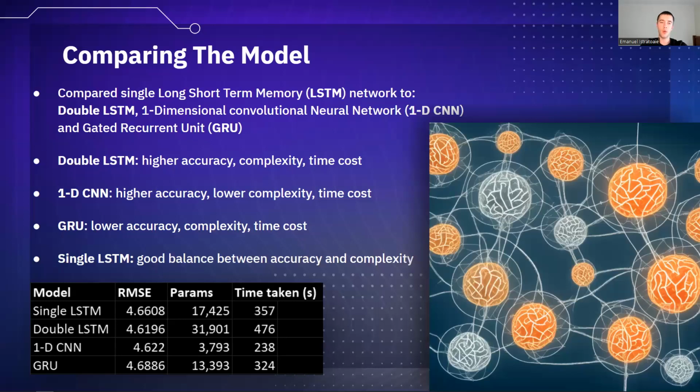Interestingly enough, the 1D CNN performed marginally better than the single LSTM model, so that may be a model that could potentially be researched a bit more in the future. Despite this, the LSTM model was acceptable in terms of accuracy and complexity. Ultimately, different models may be more suitable for different applications, depending on which attribute is prioritized.